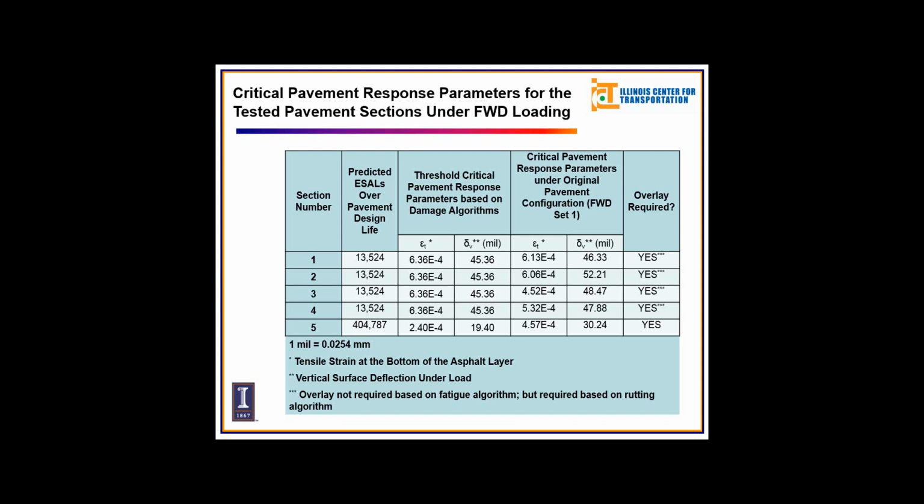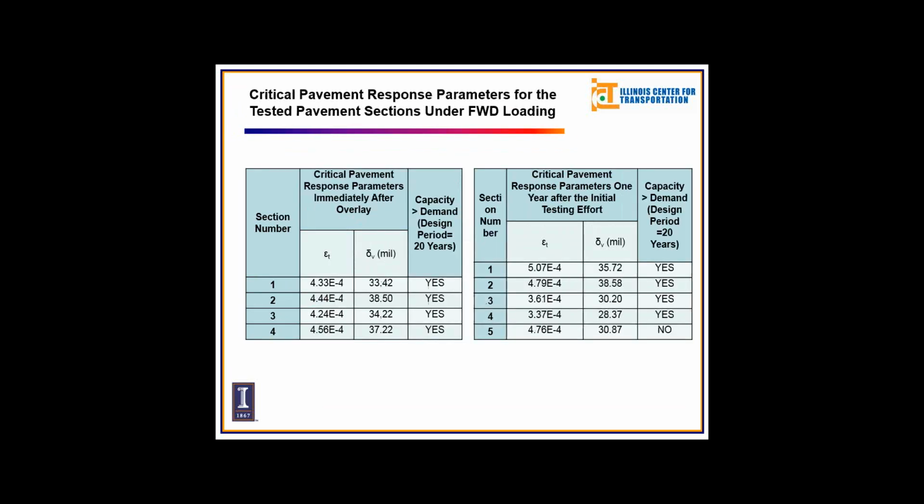And then, after we modeled everything, we wanted to see if there was any overlay requirement according to this approach. We saw that all these 5 sections actually needed an overlay based on these AMI responses. And if you remember, those sections didn't need anything according to the IDOT and AASHTO procedures. So this AMI method actually captured the structural deficiency of the existing pavement accurately.